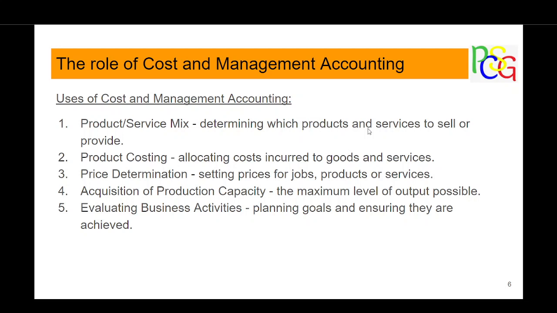The information provided by cost and management accounting helps them to determine their product slash service mix. The second use I have here is product costing. I think that one is self-explanatory, but I also give a definition here. It is allocating costs incurred to goods and services.